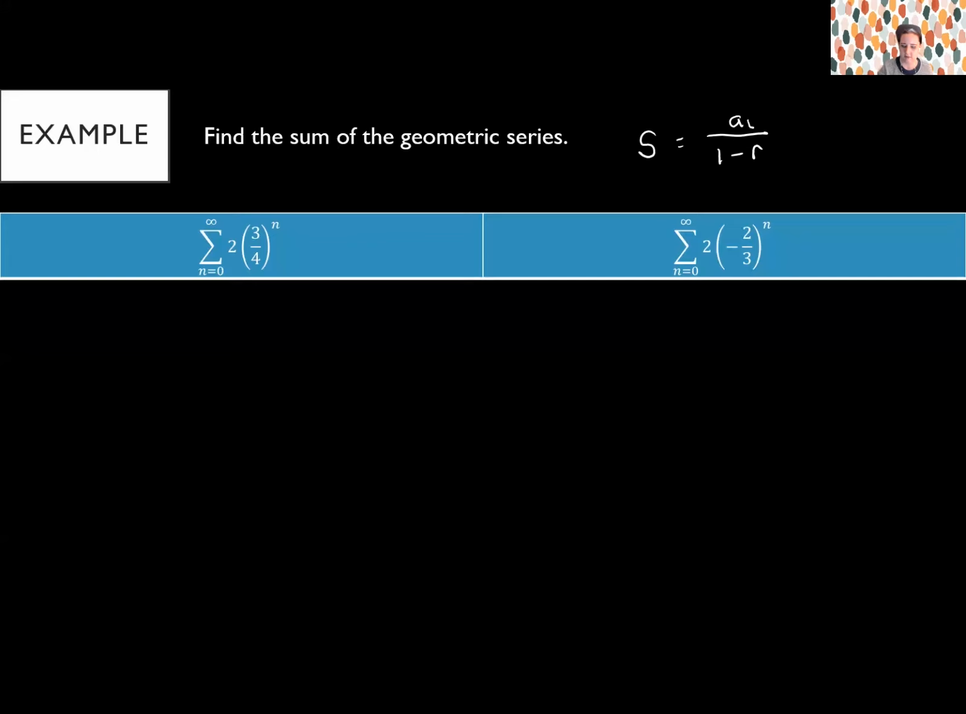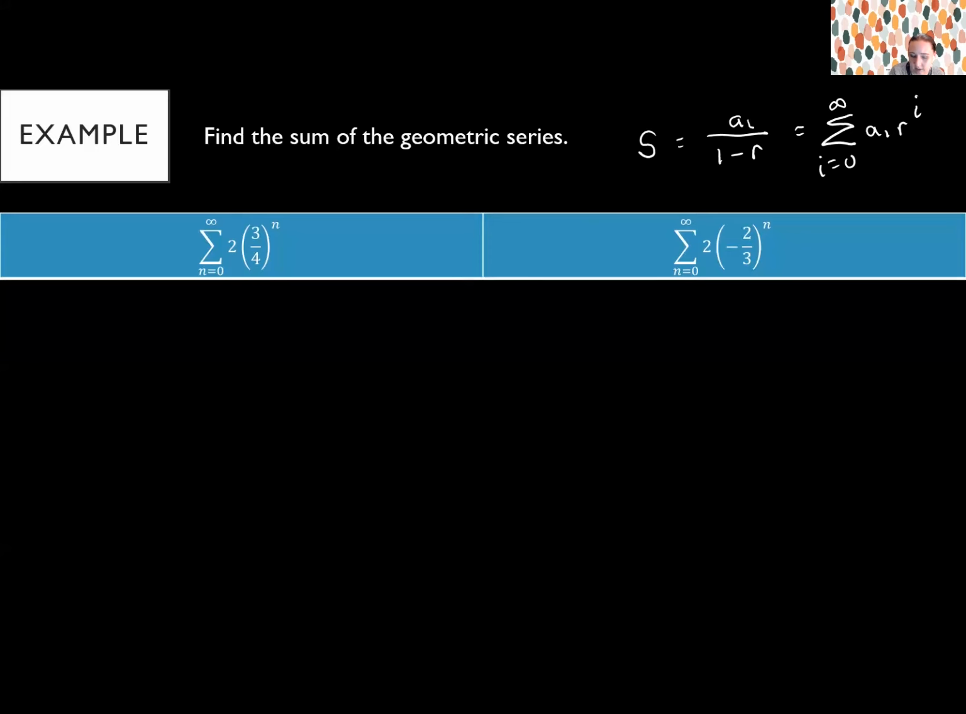If it's in summation notation, it was basically i equals 0 to infinity of a1 r to the i. These are using n instead, but that's completely fine. It's still in the same form. So we're able to identify what a1 is and what r is from the summation notation, and then all we need to do is plug it into the formula. So it's pretty nice.